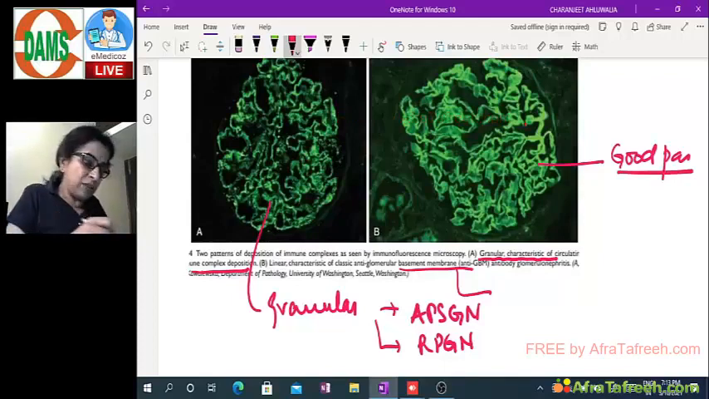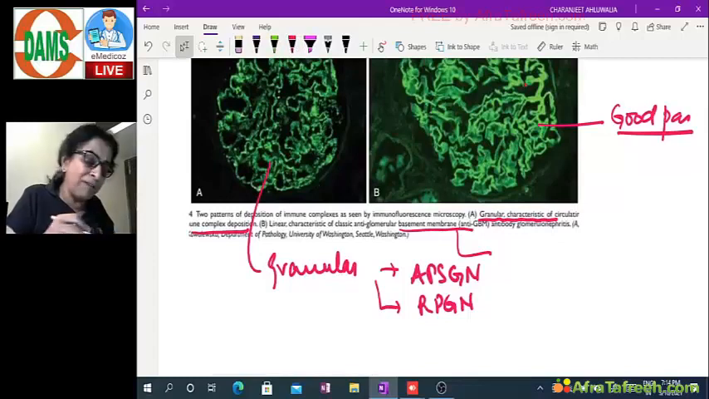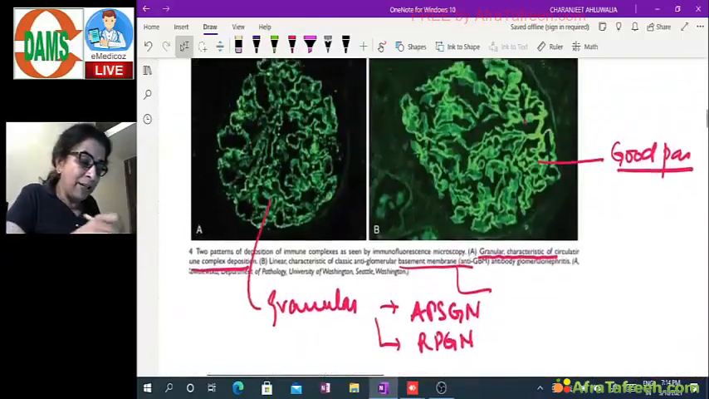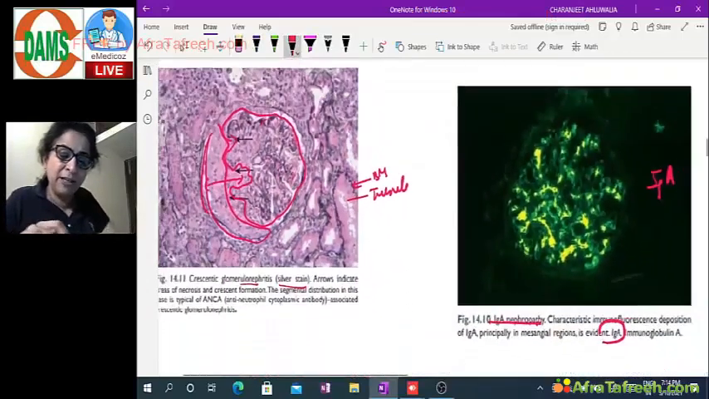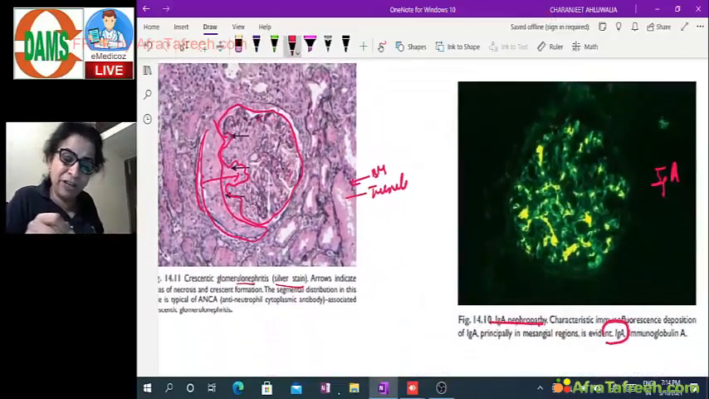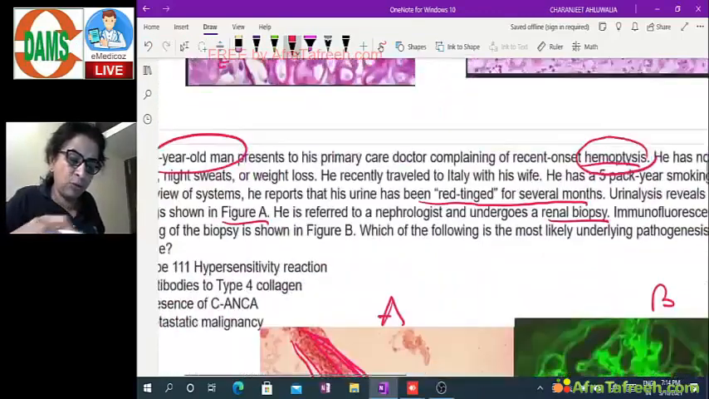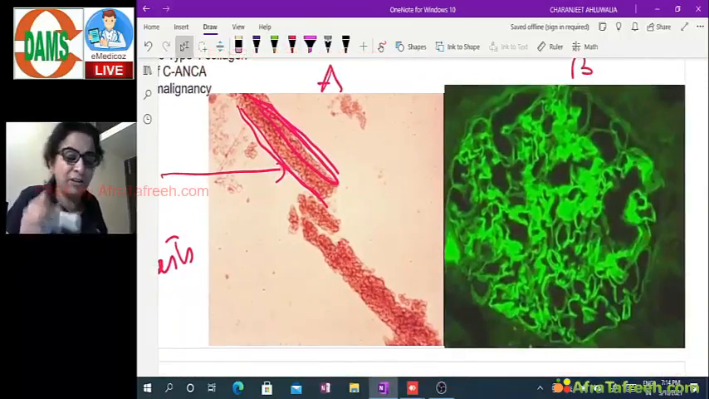Okay, so this you will see. Then in acute post-streptococcal, wire looping will be seen. Then in IgA nephropathy also you have a granular pattern, but it will not be like this. Look at the pattern in IgA nephropathy. This is a granular pattern, but it is a different granular pattern of IgA nephropathy. So now if you come back to this question, see the pattern. This is the correct one, learn this pattern. This is the characteristic pattern of Goodpastures syndrome.